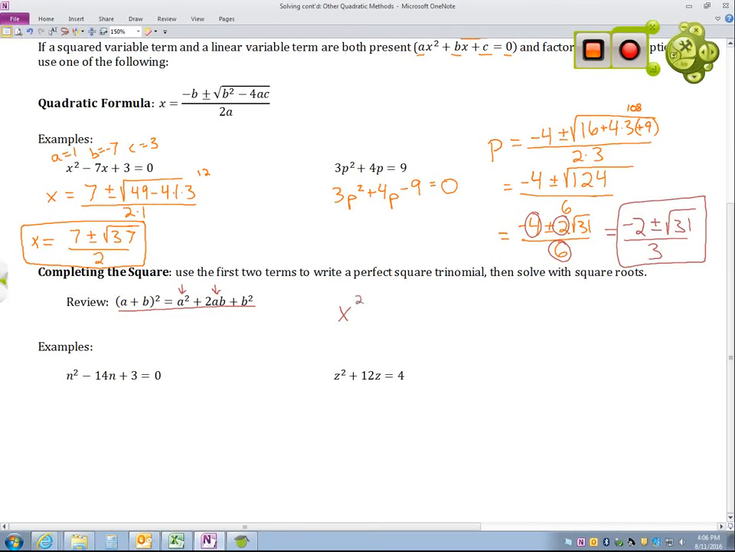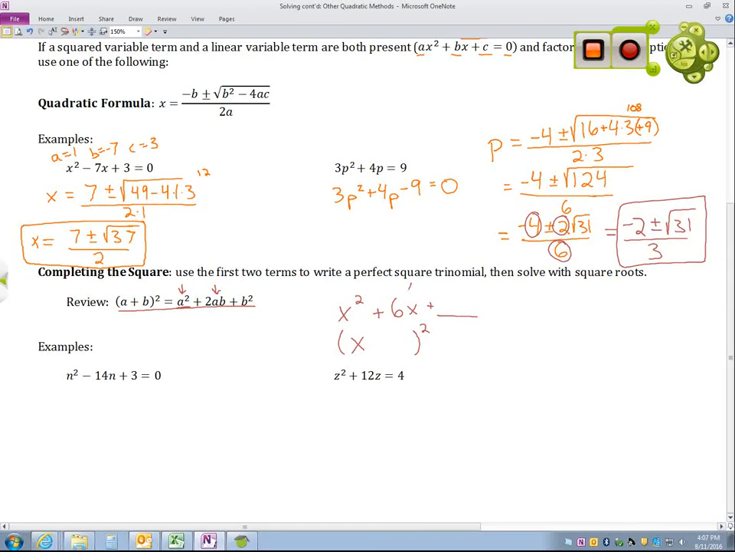Let's say we had x squared plus 6x, okay? Just those two terms and then something else here. And the question is, what would have to go in that blank space in order to make this a perfect square trinomial, okay? Well, because of the formula, because of this pattern, we have a squared as our first term, that's x squared, so that means this would be an x.